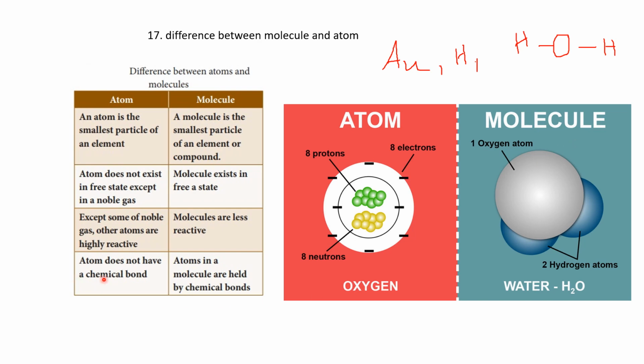Now, atoms do not have a chemical bond. Atom does not have a chemical bond. If you take O, it won't have a chemical bond. Whereas atoms in a molecule are held by chemical bonds, like this one. This is an atom, but this is a molecule. They are interconnected with a chemical bond.